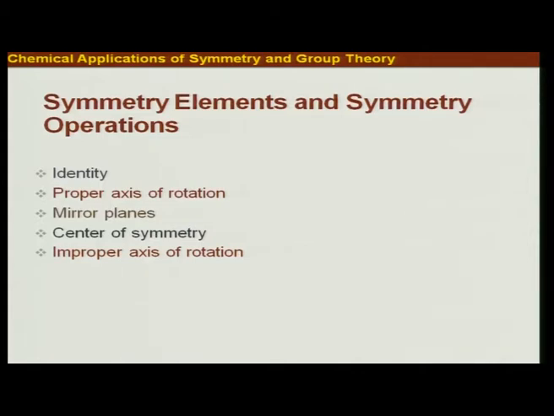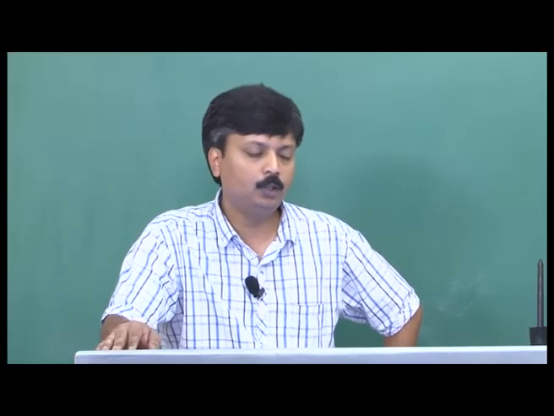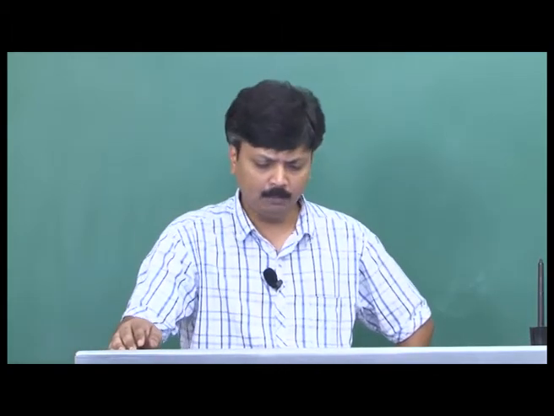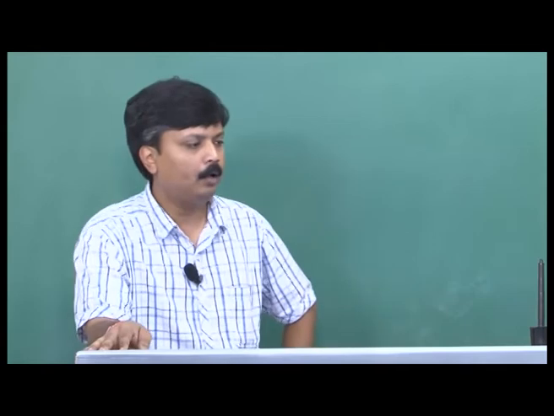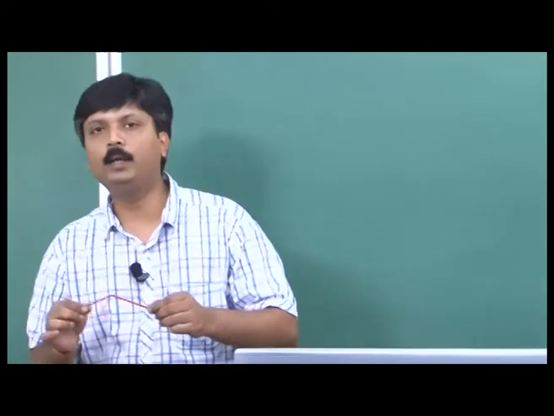So we have 5 different symmetry elements: identity element and proper axis of rotation, then mirror planes and center of symmetry or the inversion symmetry, and lastly the improper axis of rotation. In the last class we learnt about identity, which is the do nothing operation, and also the proper axis of rotation. We showed you some examples of proper axis of rotation there. Today I will show you one with the help of a model that will make things a lot clearer for you.